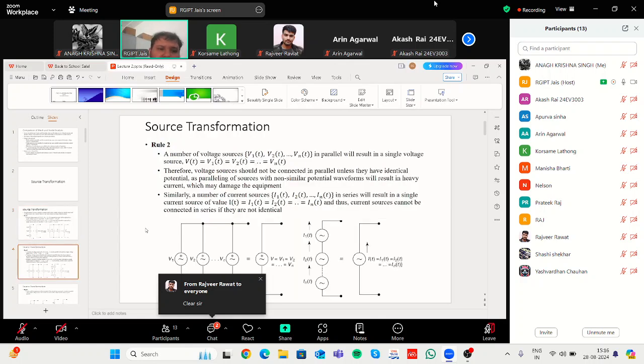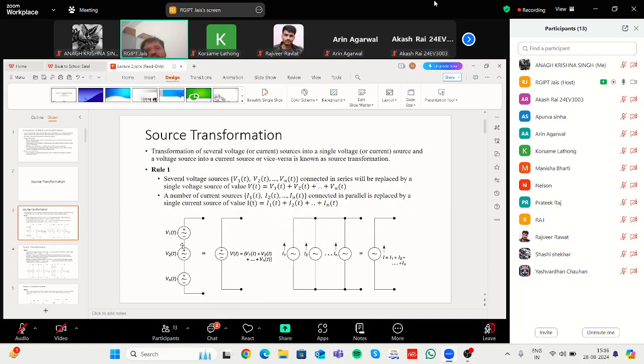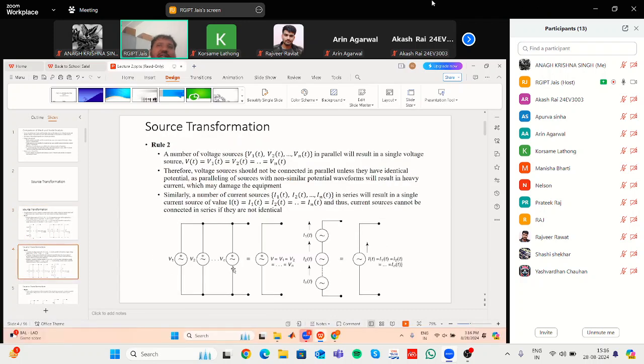Then rule 2. Now, in rule 1, the voltage sources were connected in series. The current sources were connected in parallel. Okay. Now, what if voltage sources are connected in parallel and the current sources are connected in series? What will happen? This type of connection, it's always advised to avoid, because some of the elements will be damaged by it. Okay. Reason. Again, what is the reason?